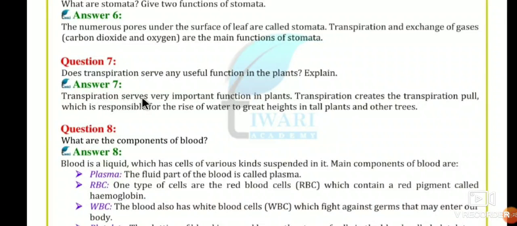Transpiration serves a very important function in plants. So this transpiration, that is evaporation of water, plays a very important function in the plant.